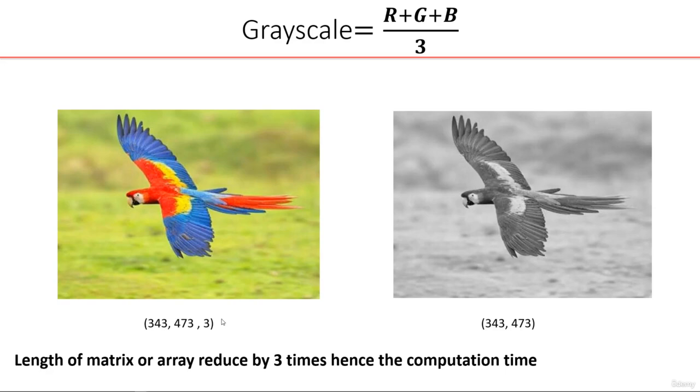That's the reason that in image processing, instead of working on three matrices having the same information, we usually work on only one matrix, called the grayscale image, which is the average of the three different matrices: red plus green plus blue, divided by 3. That is our grayscale image. And this is only one matrix, which is 343 by 473.